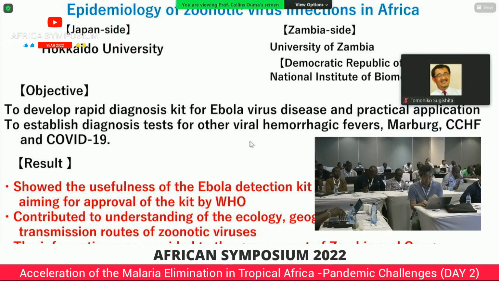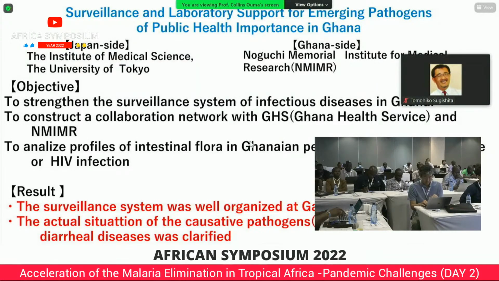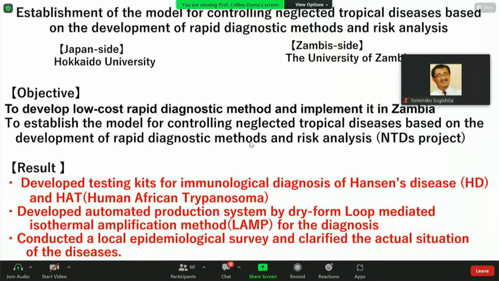This is the joint research between Japan and Ghana, which was carried out to understand the actual conditions. Human African trypanosomiasis was investigated.